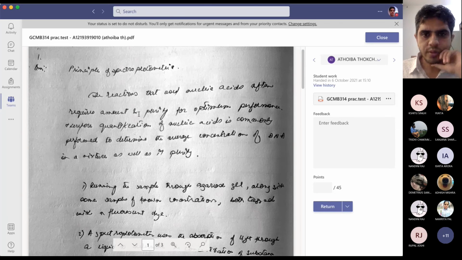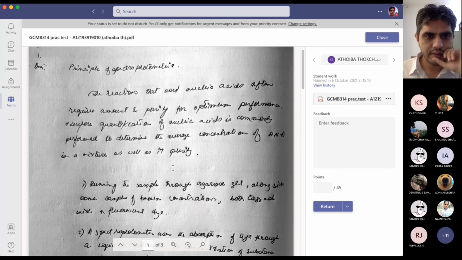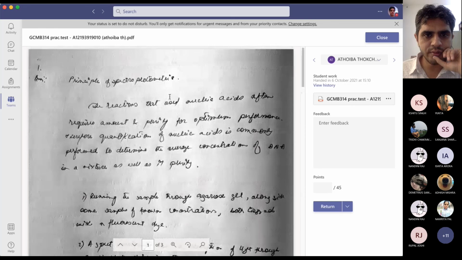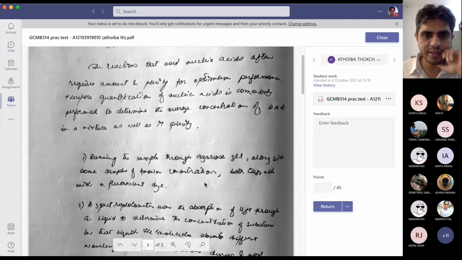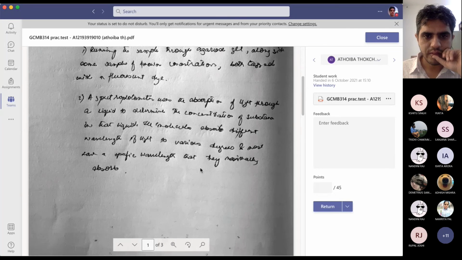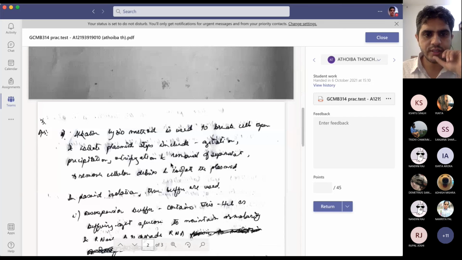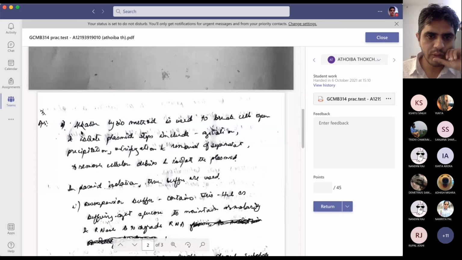So principle of spectroscopy, nucleic acid, running sample through agarose. So in the spectrophotometer, where did the gel come from? Wavelength. Atoiba, 0 for this. Question number 3.